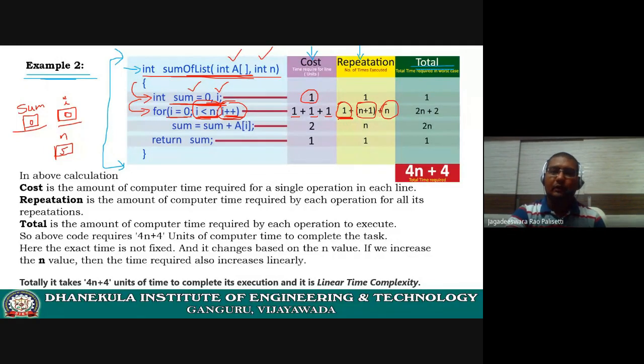Am I clear? So we have to perform the summation for this statement. Our for loop statement's total time is how much? n plus n, 2n, 1 plus 1, 2. So 2n plus 2 is the time taken by that for loop.